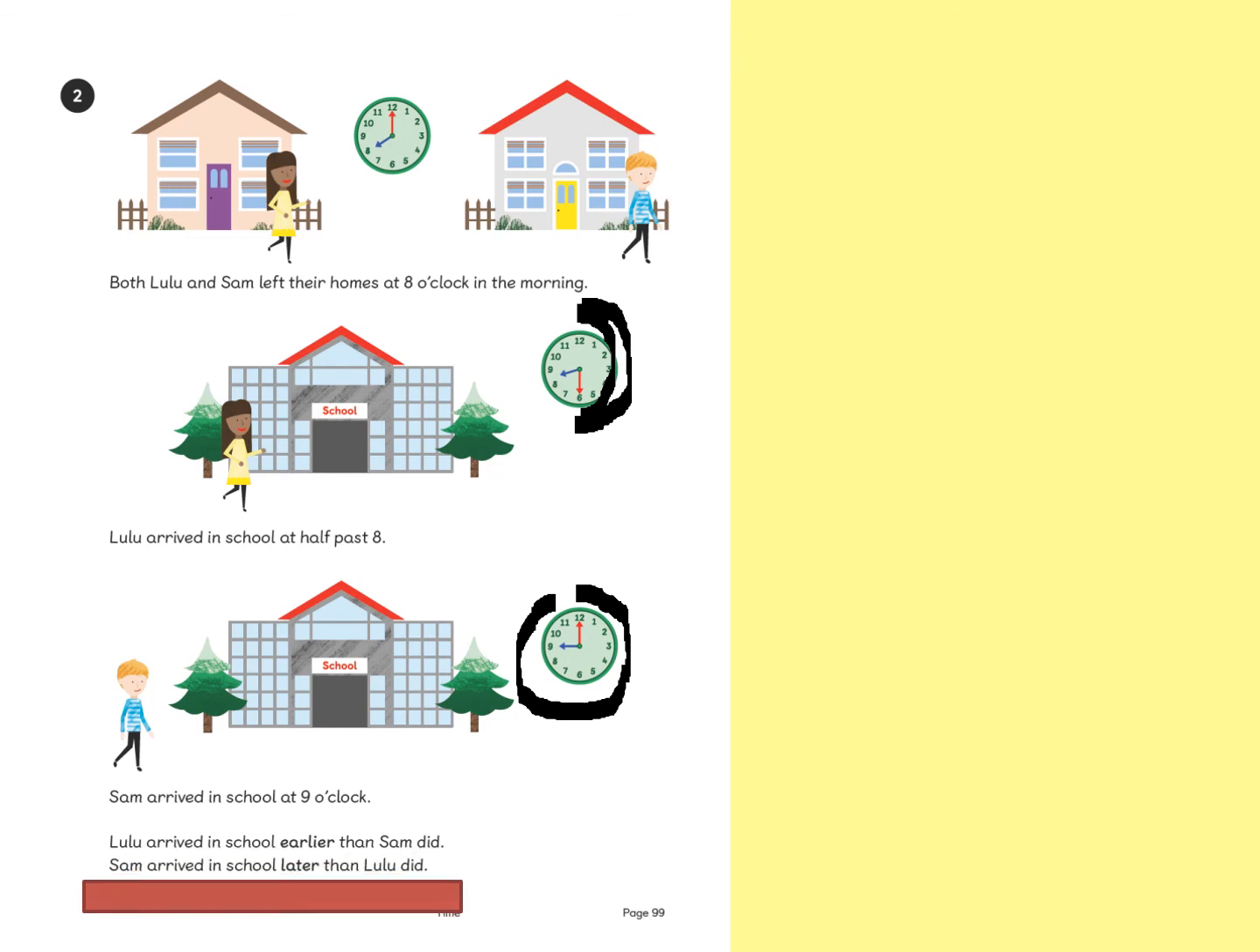Okay, so that means that Sam arrived in school later than Lulu did. He arrived in school later. He was a lot slower than Lulu.